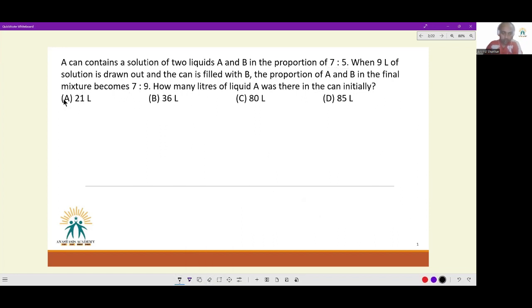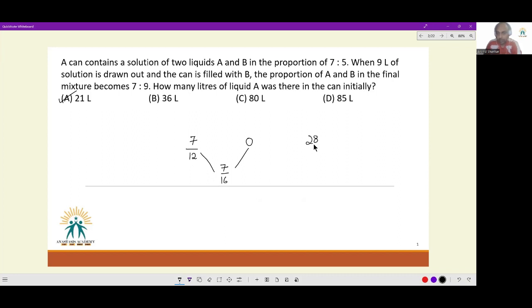The other way of solving is using allegations. In allegations, A in the first solution is 7 by 12. In the second solution, because it is entirely B, it is 0. When we add them up, we get to 7 by 16. And this is difficult to pull off because it is in fractions. So what we do is we make the denominators identical everywhere. Let's make the denominators 48 everywhere.